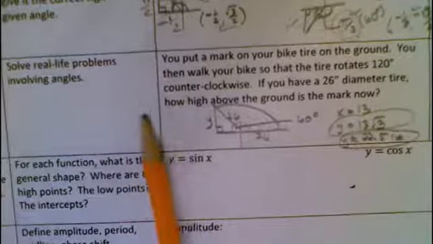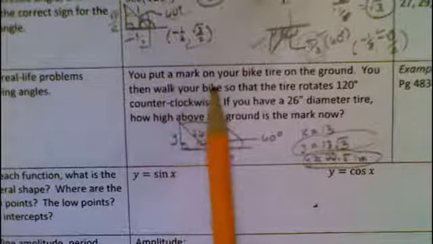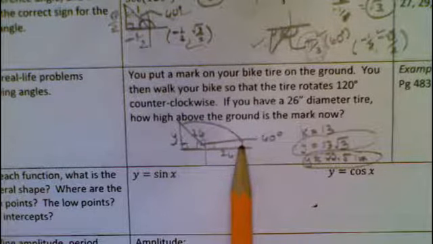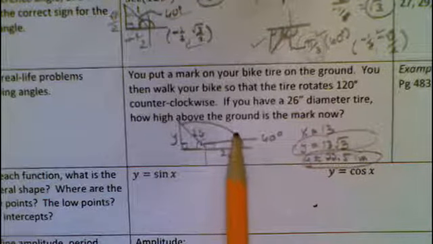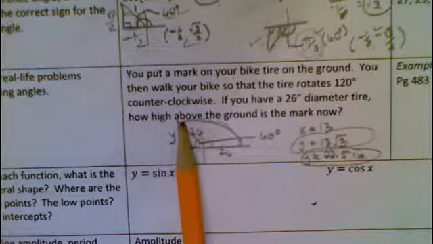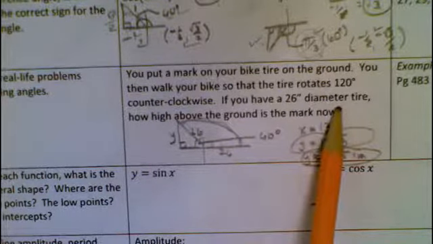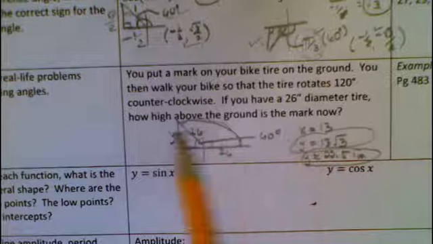All right, and then real quick, is just being able to set up a word problem maybe that's more on the unit circle or on a circle. It doesn't have to be the unit circle. This one says you have a bike. It starts on the ground, then you walk your bike, so your tire is going to rotate 120 degrees counterclockwise. If you have a 26-inch tire diameter, how high above the ground is that mark?